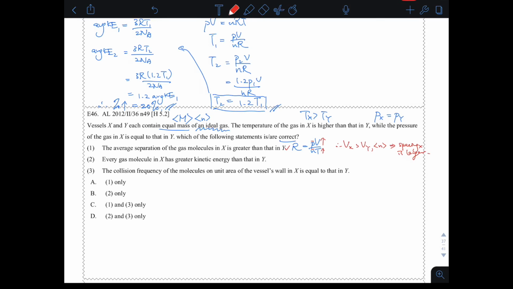Next, every gas molecule in X has a greater kinetic energy. That is wrong, because we have mentioned the word every. It is true that the average KE for X is greater than the average KE for Y, because the temperature of X is higher. But this is a distribution, so some are faster. But X also has some very slow molecules inside, so that's not every.